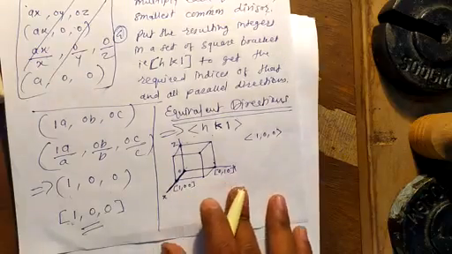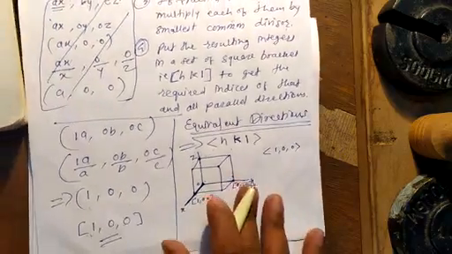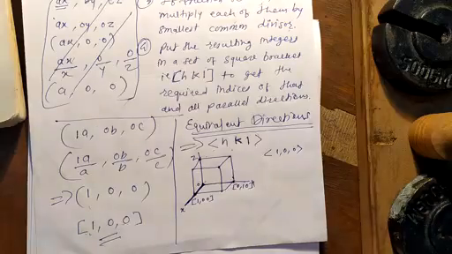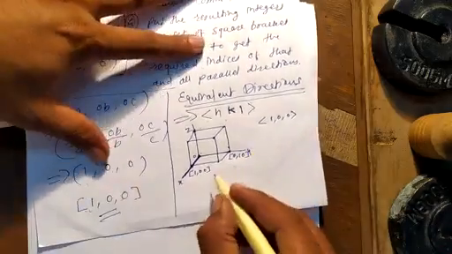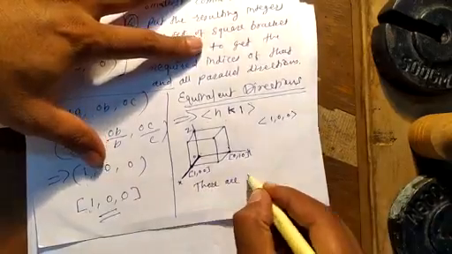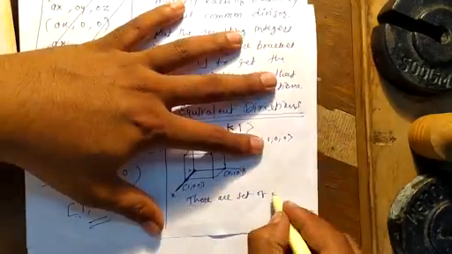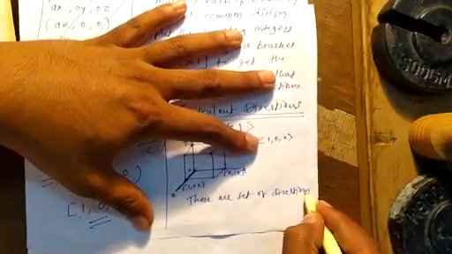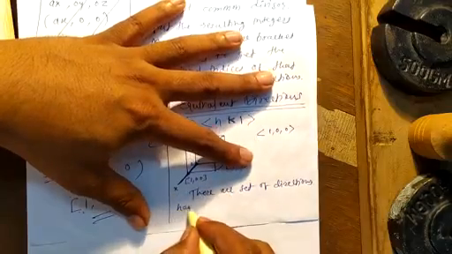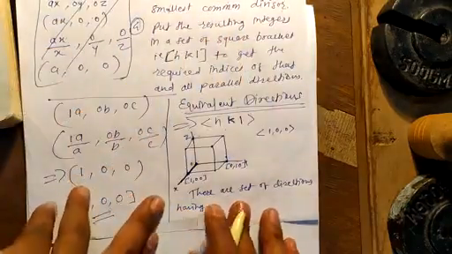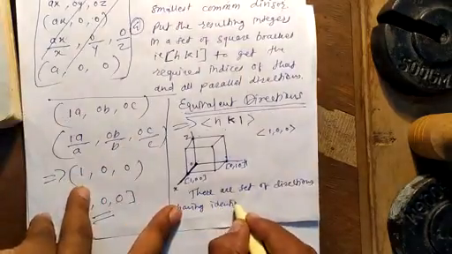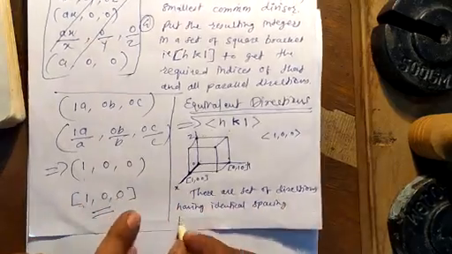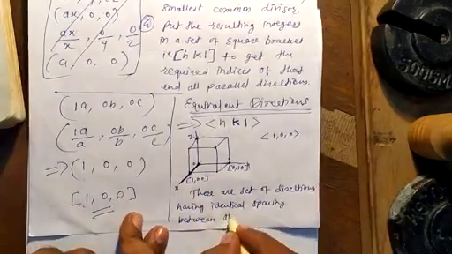Now, in these equivalent directions, the important thing which should be remembered is that there are sets of directions having identical spacing between the atoms.